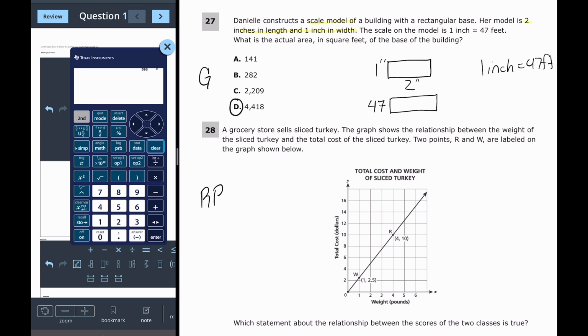And on the bottom part, it's 2 inches, or 2 times 47, which would give us, I believe it's 94. Let's triple check that. 2 times 47, which is 94. All right, so those are our dimensions now in feet. And so if I want to find the area, all I have to do is 47 times 94. 47 times 94, and we get area is equal to 4,418 square feet. There you have it. D is the only one that works.